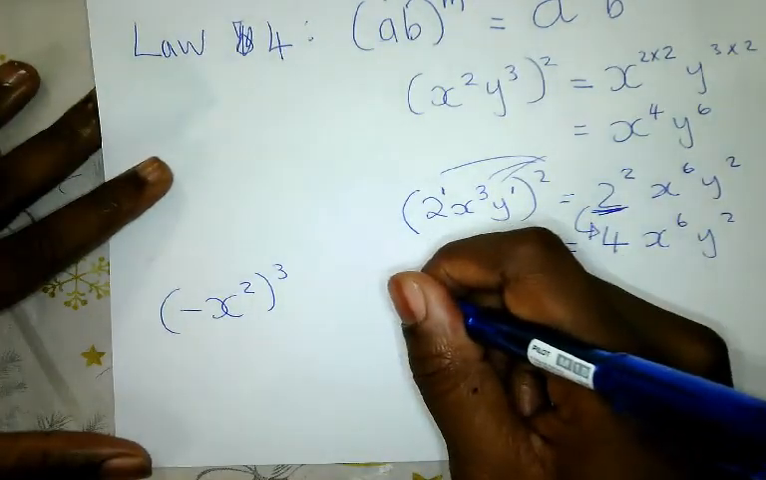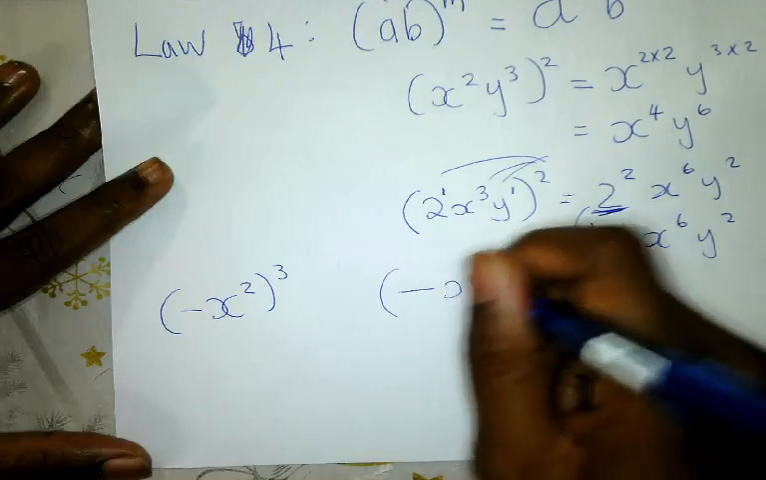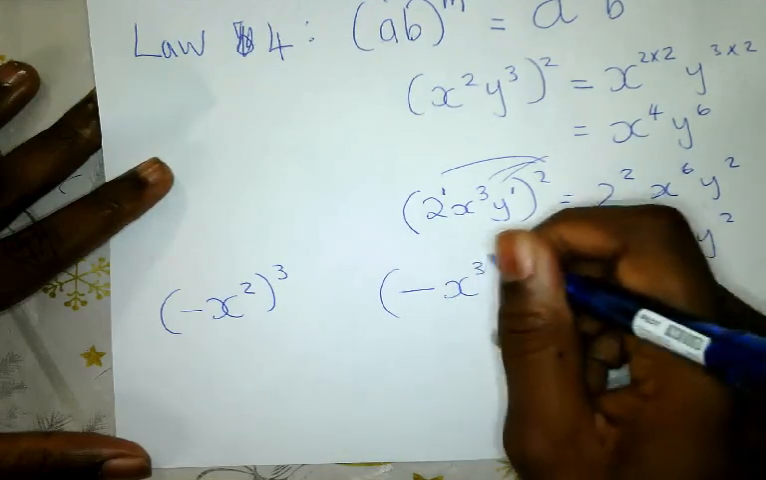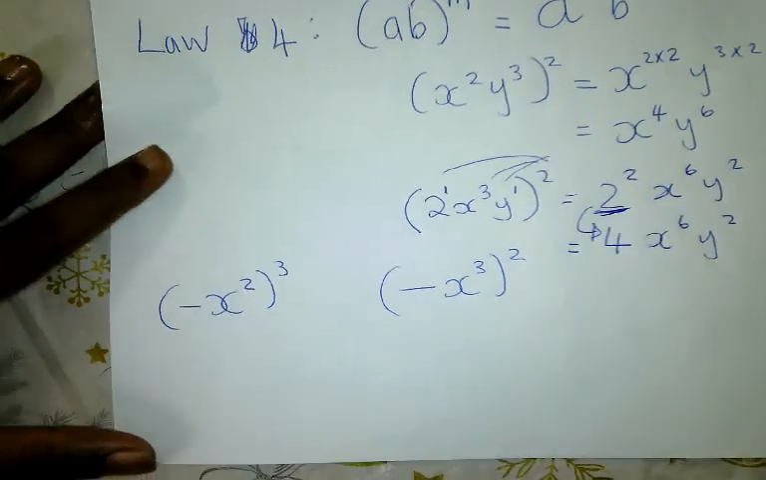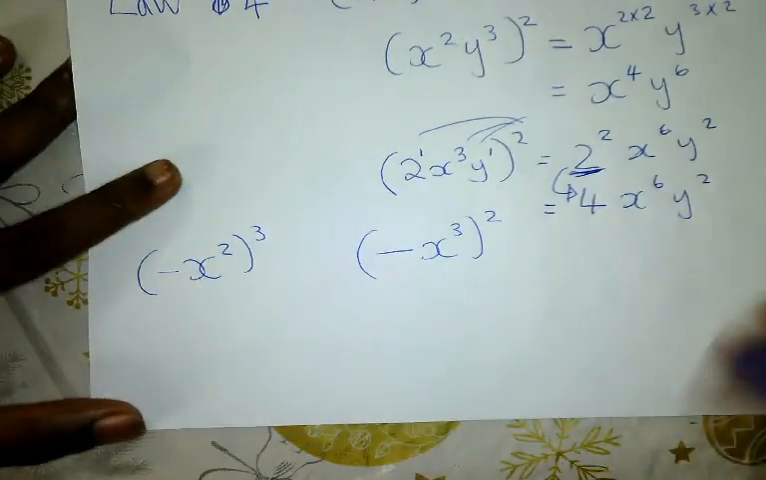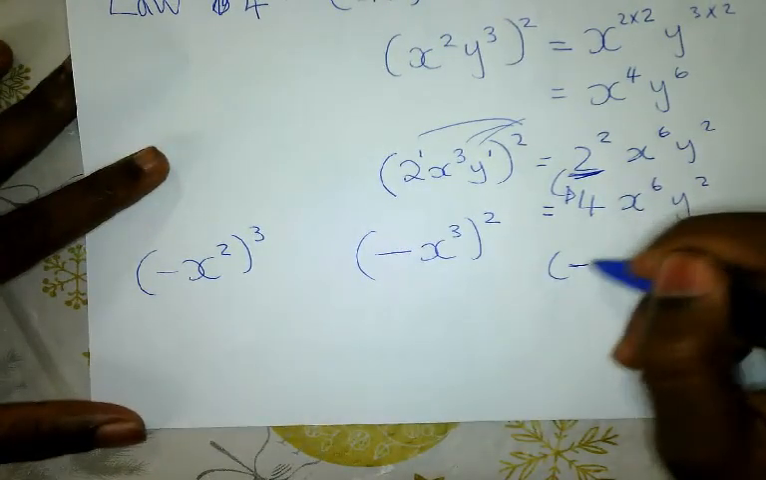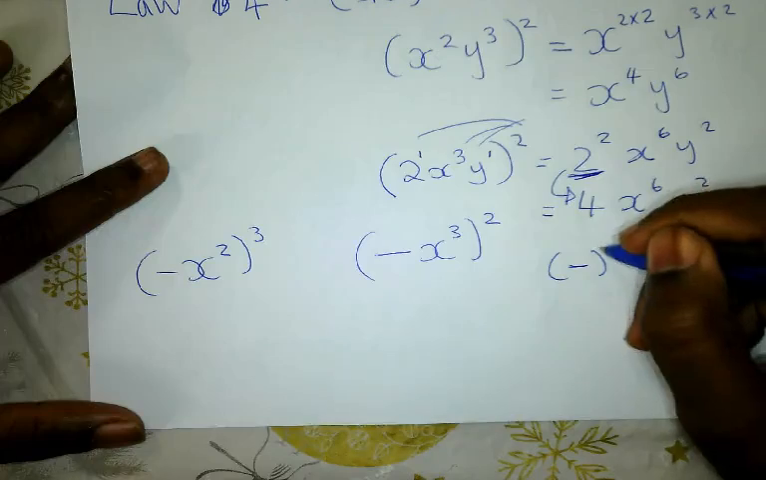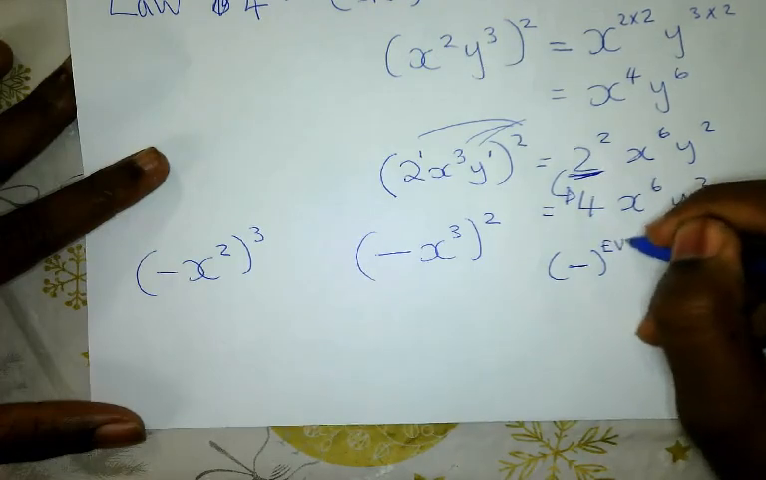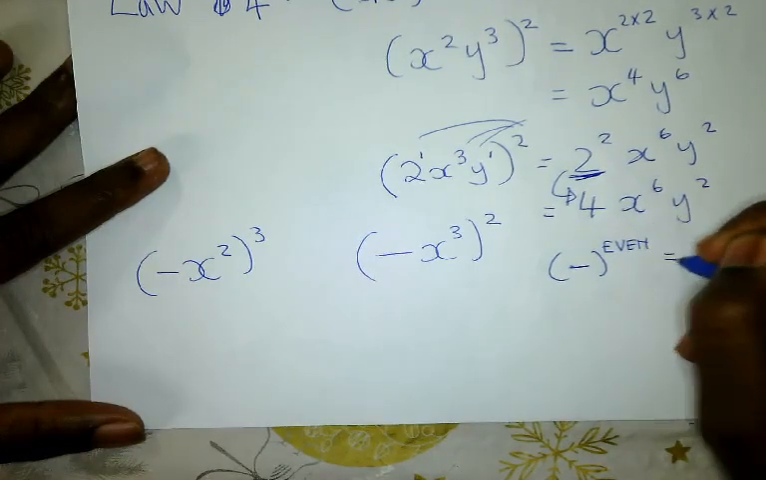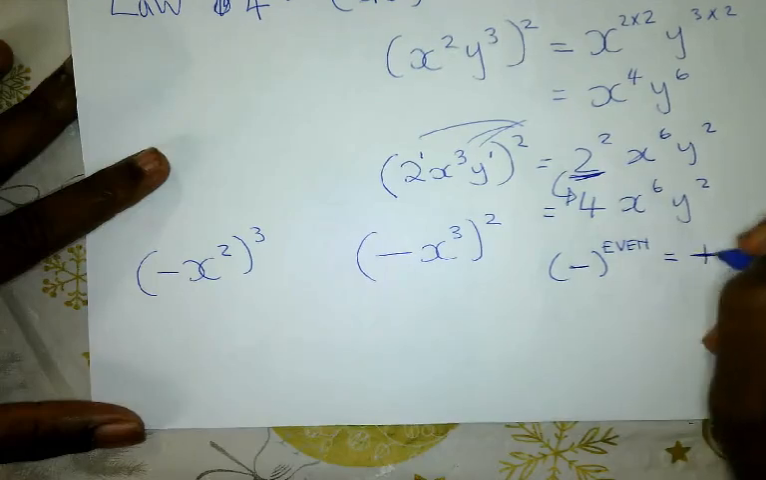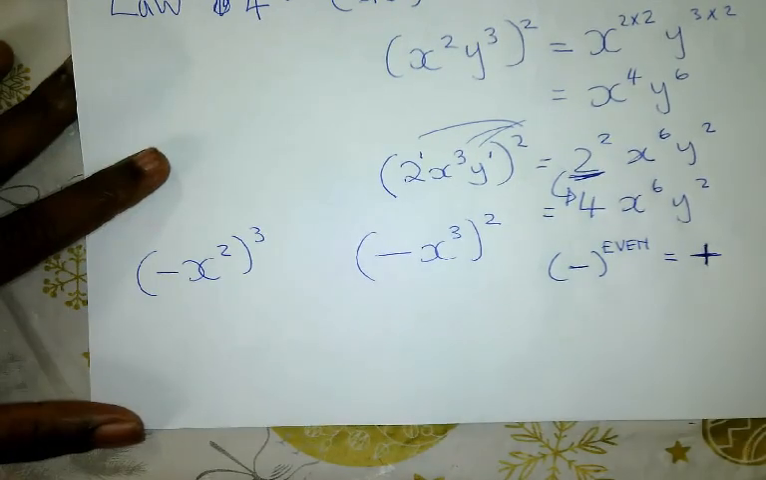And then if we have something like this. Now, quickly I'm going to write this down. If we have a negative inside the bracket and the exponent here is an even number, the answer will always be a positive. So it's easy to do that.